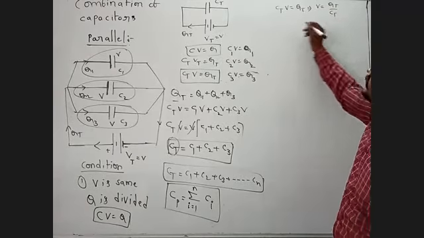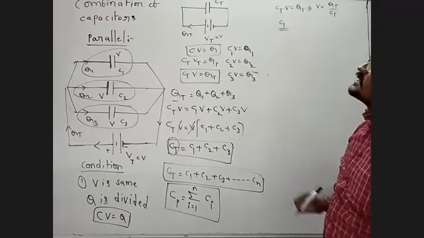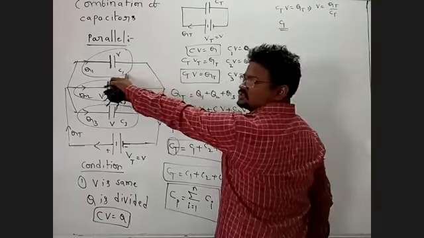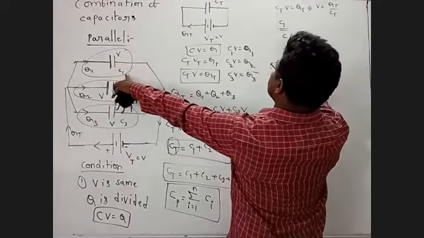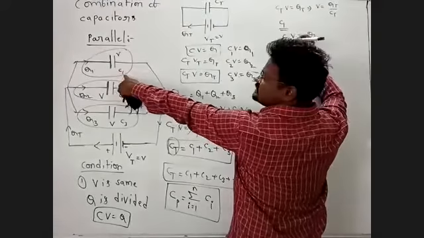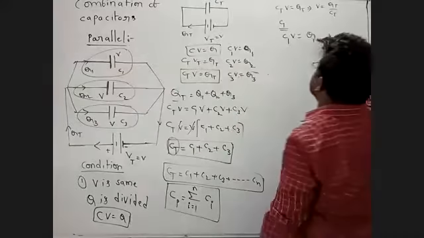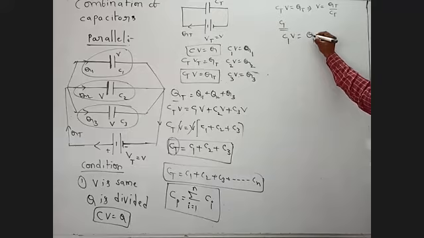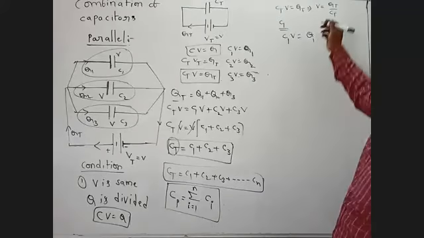This is the formula. Next is the C1 capacitor. Charge across C1 capacitor, what is the formula? CV is equal to Q. This is the charge across the C1 capacitor, named C1, V and Q1. This is the formula.